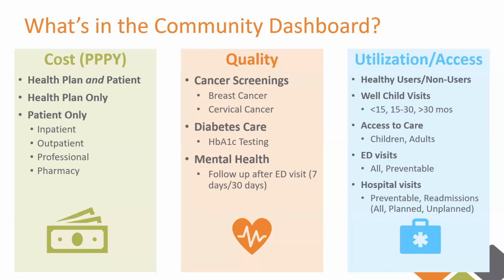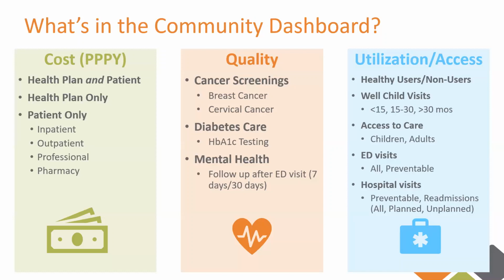And then quality measures: we've added some preventive measures as well as chronic condition management. So cancer screenings, are folks getting breast cancer screenings and cervical cancer screenings as guidelines suggest, as well as diabetes care, folks with diabetes getting their HbA1c testing. And for mental health, we added in the last iteration a follow-up measure. Folks who wind up in the ED for mental health, nobody wants that to happen, right? As a preventive measure going forward, you want anybody who does go to the ED for a mental health reason to follow up with a primary care physician or a behavioral health specialist within either 7 days or 30 days.